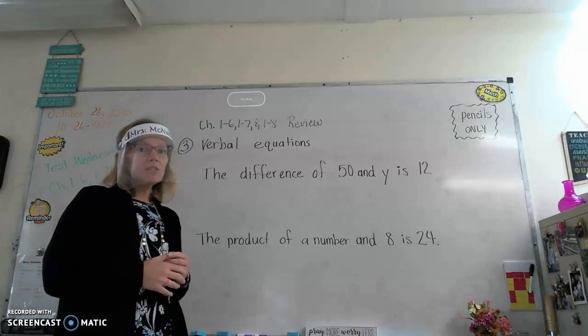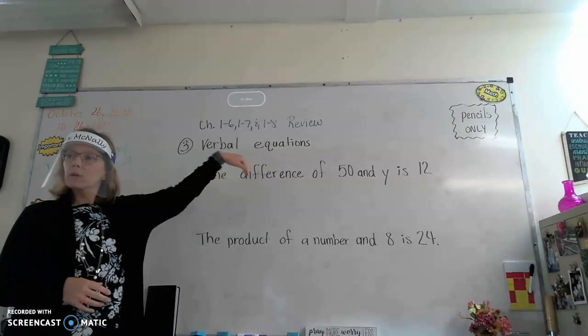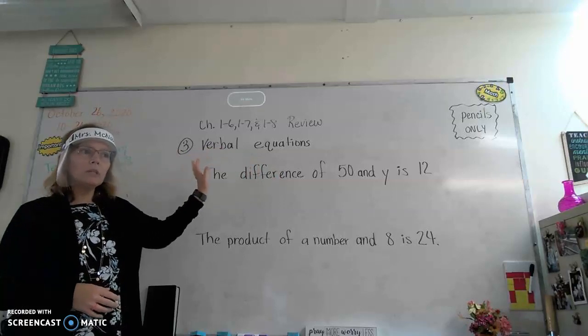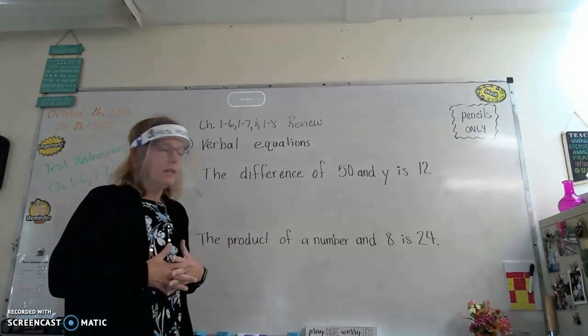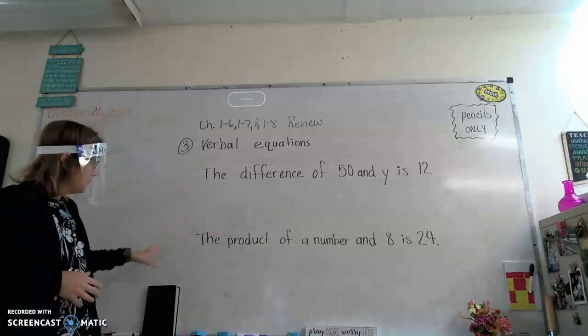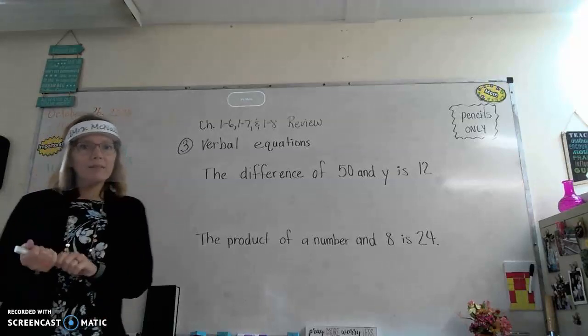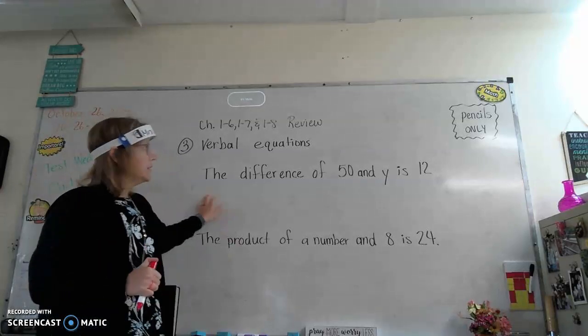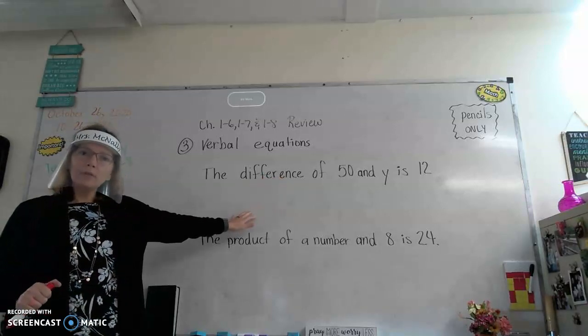So this section is very similar to the last one, but instead of verbal expressions, we're going to write a verbal equation. An equation is a math problem that has an equal sign in it. So I have 2 examples here. We're going to take all these words and turn it into a math equation. The difference of 50 and y is 12.